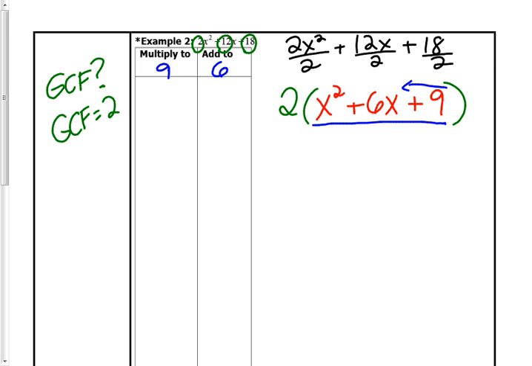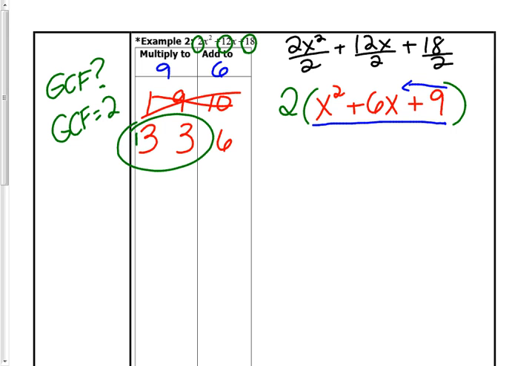Well, 9 is 1 and 9, right? Or 3 times 3. If I were going to add 1 and 9, that's going to give me a 10, so this is not going to work. If I add 3 and 3, that is going to give me a 6, right? So 3 and 3 is my magic pair, and they're actually going to both be positive. Positive 3 times positive 3 is positive 9, and positive 3 plus positive 3 is positive 6.